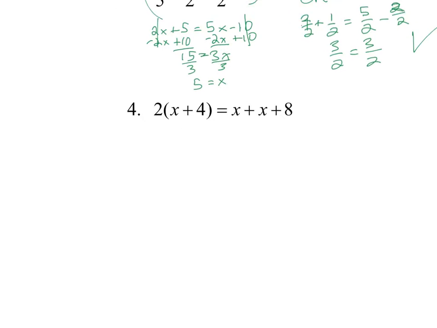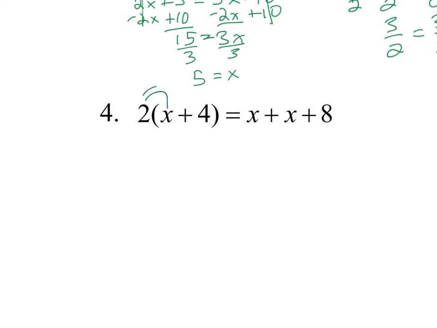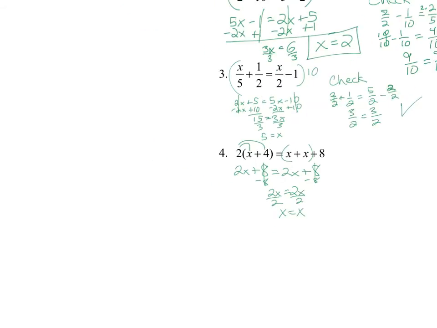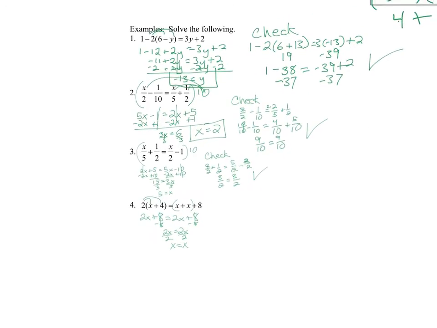Okay, here we have... All right, the first thing we're going to do is distribute this and put these together. So I have 2x plus 8 equals 2x plus 8. When is this true? Well, let's look at this. If I subtract 8 from both sides, now I have 2x equals 2x. Now if I divide both sides by 2, I get x equals x. Pretty much every number in the universe is equal to itself. So this is always true. This is an infinite solution.